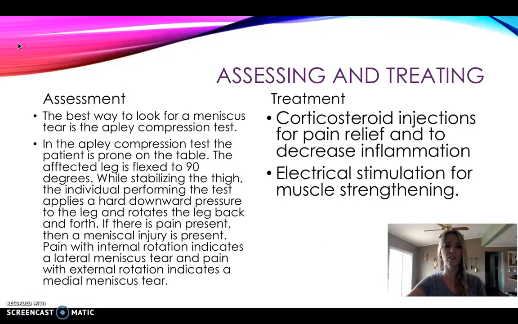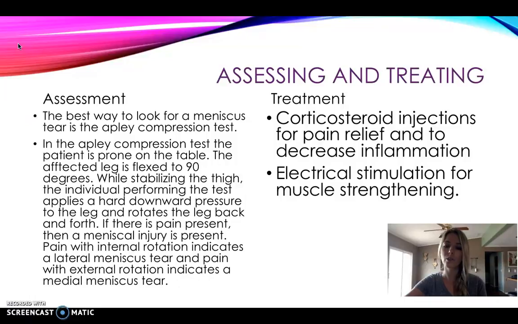To assess this, you want to look for the Apley compression test. For the Apley compression test, the patient is prone on the table, which is face down. The affected leg is flexed at 90 degrees. While stabilizing the thigh, the person performing the test applies pressure downward to the leg and rotates the leg back and forth. If the patient has pain, then the pain presents a meniscal injury. The pain with internal rotation indicates a lateral meniscal tear.